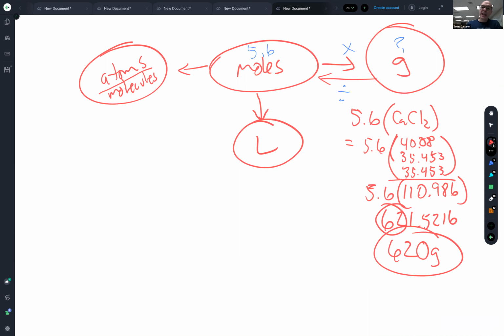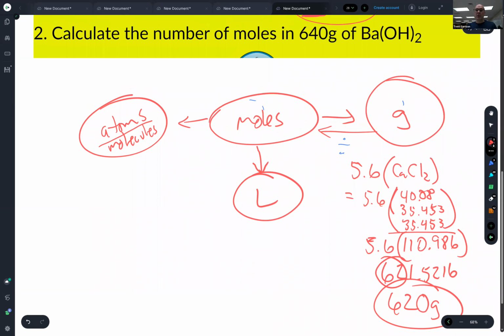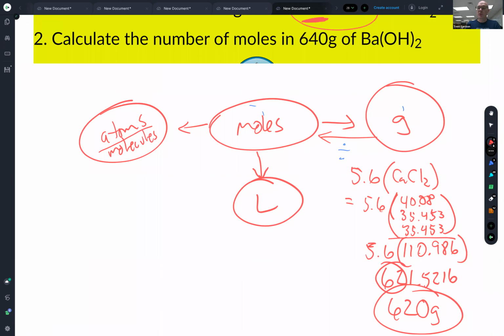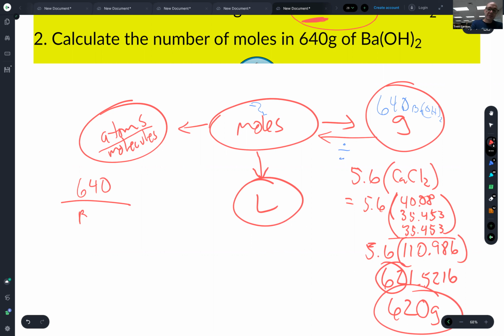Okay, now we are going to work with the next problem where we are given a gram amount and we want to convert it into moles. So 640 grams of Ba(OH)2. So we're over here looking for moles, and this is a division process. So we are going to take 640 and divide it by the weight of Ba(OH)2.